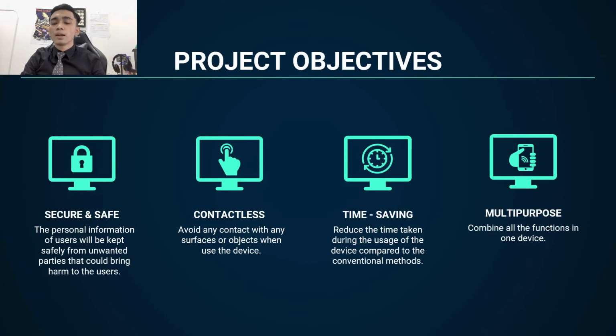For the third part, let's have a look at the project objectives that we want to achieve. The first objective of this project is to make sure the personal information of users will be kept safely from any unwanted parties that could bring harm to the users, whereby the use of a smart card reader will help to store all the information securely. Next, the second objective is to make sure that when using our device, there is no physical contact with any object or any surface.